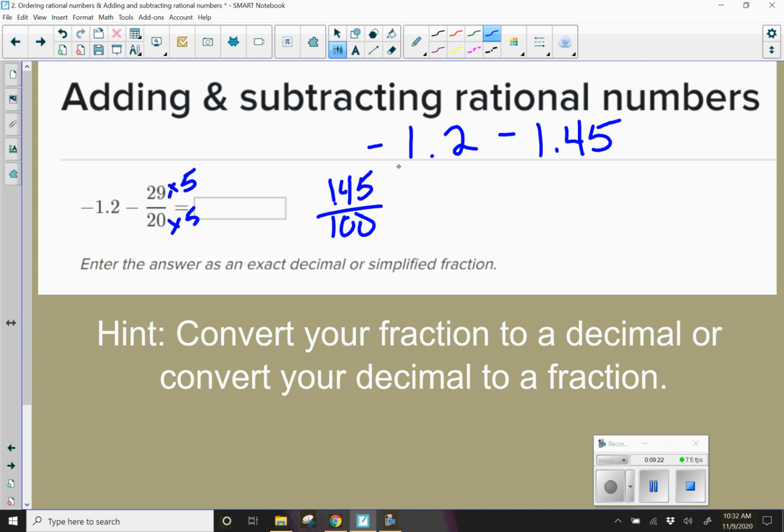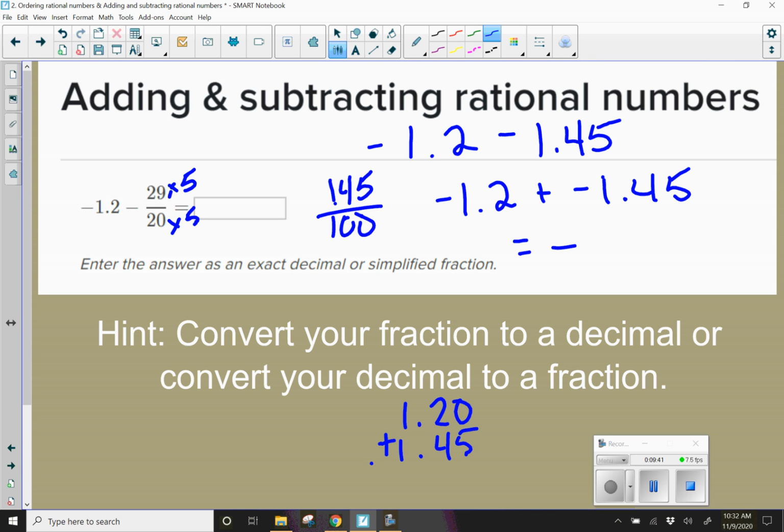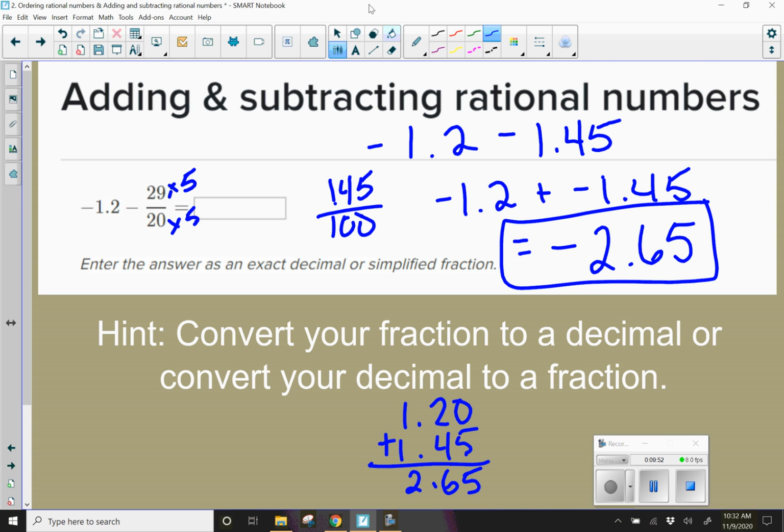So that leaves me with -1.2 minus 1.45, which we need to keep, change, change. And now I have same signs, which means I'm going to add and keep. So my answer is going to be a negative. And down here, I'm just going to set up my addition problem. Remember to line your decimals up. So that leaves us with -2.65 as our answer. Let's try another one.